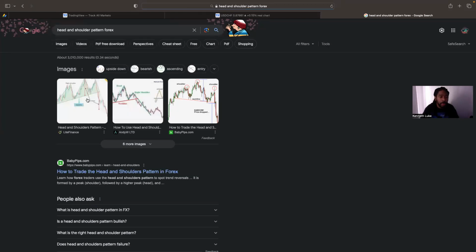Okay, head and shoulder patterns. Sometimes they look sloppy, sometimes they look cute. Head, shoulder, head, shoulder. Okay, kind of see little examples.